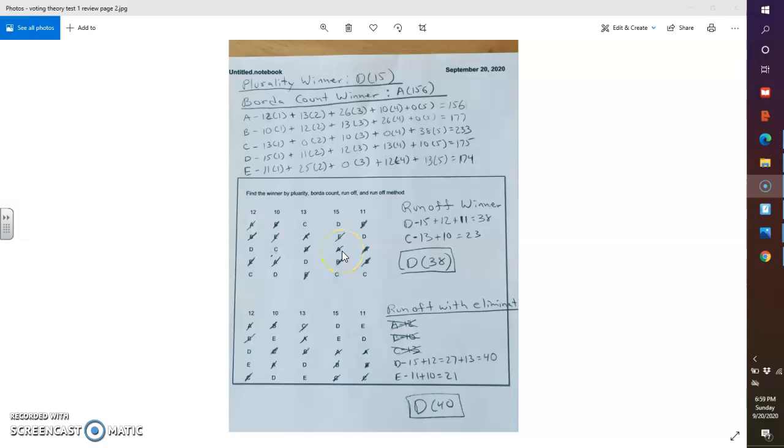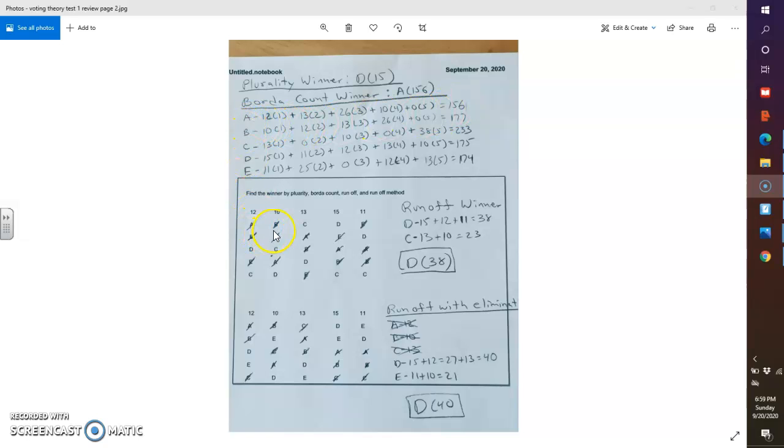A has 15 and 11 third place votes, so it's 26 times 3. And A has 10 fourth place votes, so it's 10 times 4. And A has 0 fifth place votes, so it's 0 times 5. When you multiply and add, you get 156.